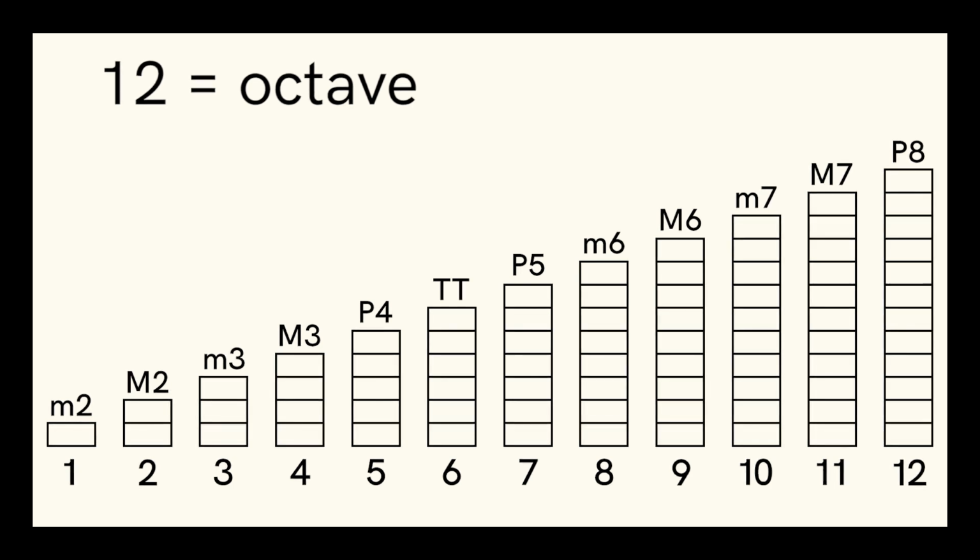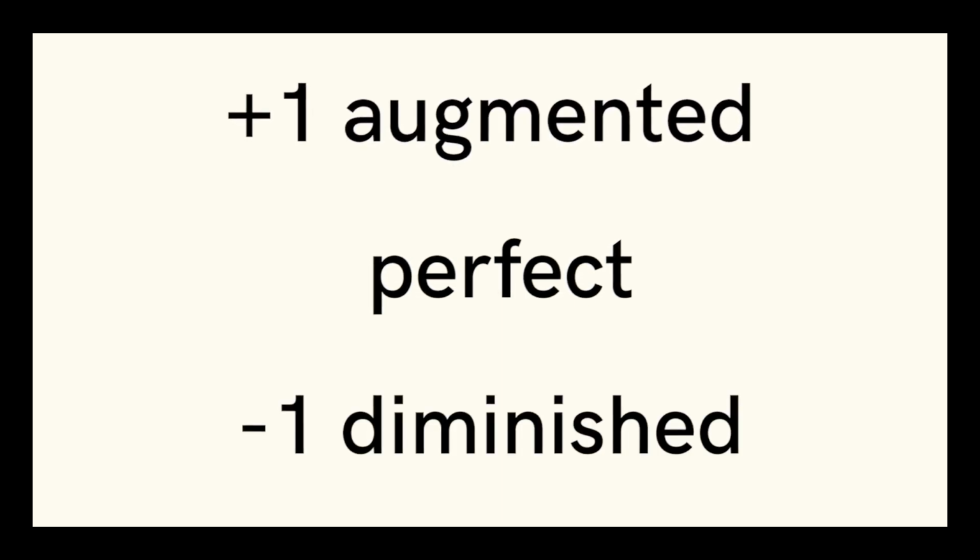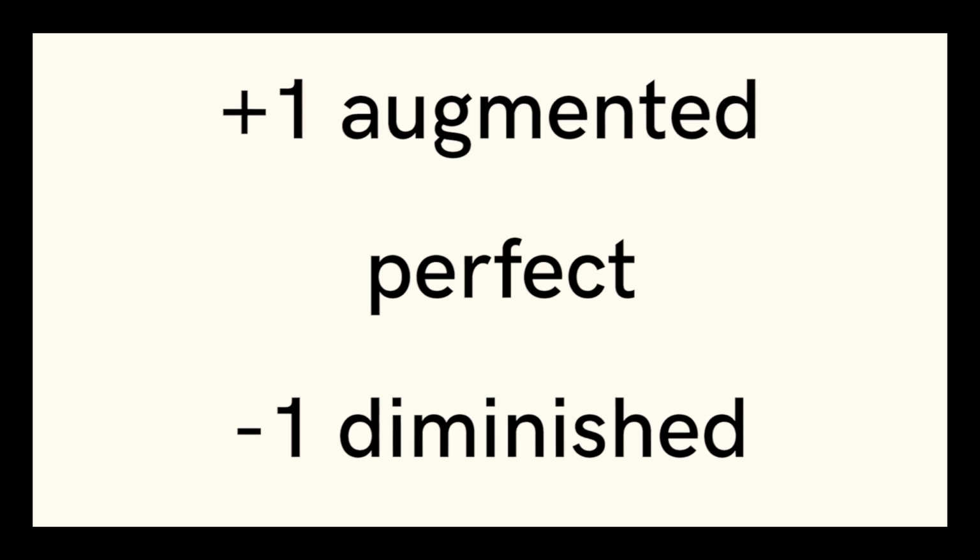You probably noticed that when there's a minor interval, the major is just a half step above. If we go 1 half step further above the major version, then we get the augmented interval. If we go a half step below the minor, then we get the diminished version. And it's similar for the perfect intervals too. 1 half step up from the perfect, it's augmented. Half step below perfect, it's diminished. Easy.